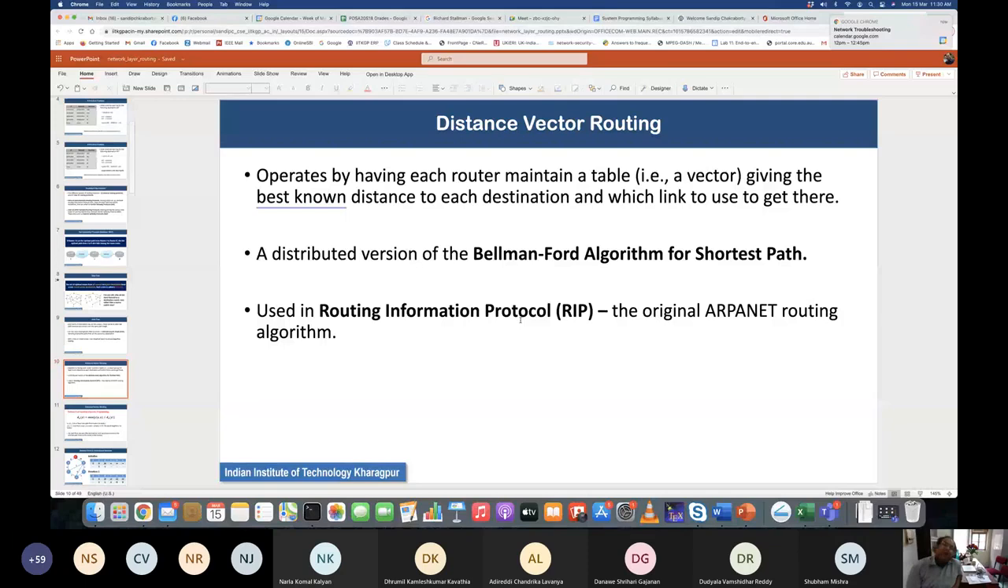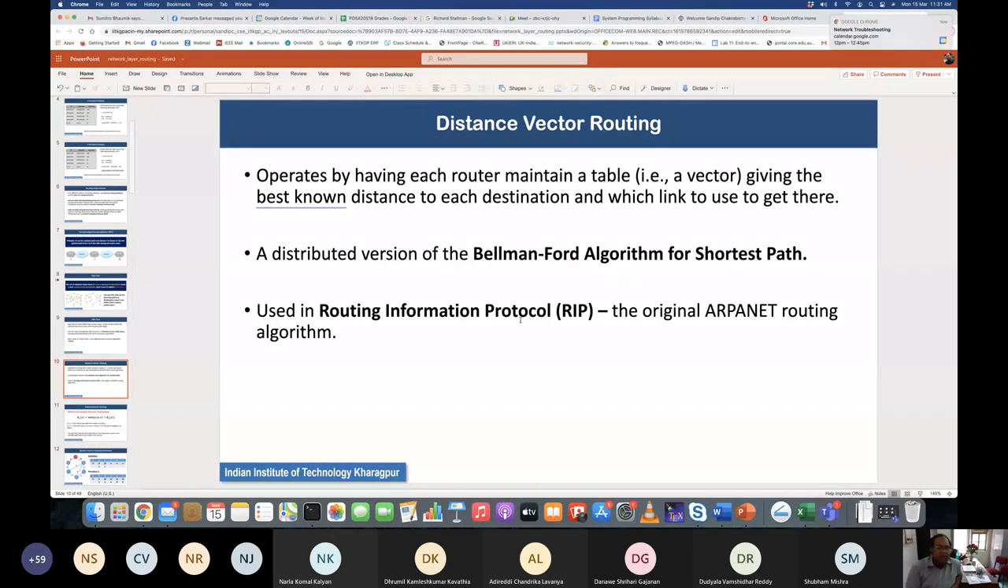Now we have two classes of routing protocols that we are going to discuss throughout this course. One is distance vector routing, and the other is link state routing. First we are going to learn about distance vector routing, and then link state routing. So what is distance vector routing? Distance vector routing operates by each router maintaining a table, which we call a vector. We'll see why we call it a vector. It gives the best known distance to each destination and which link to use to get there.